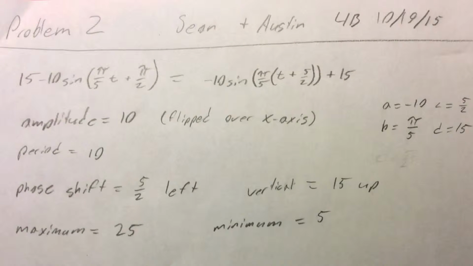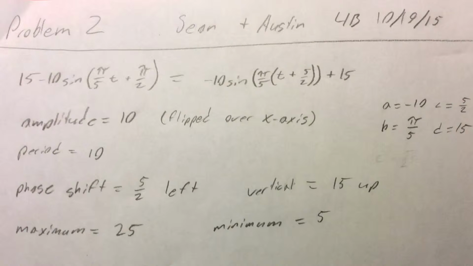From the equation negative 10 sine the quantity of pi over 5 times the quantity of t plus 5 over 2, plus 15, we can see that A equals negative 10, B equals pi over 5, C equals 5 over 2, and D equals 15.